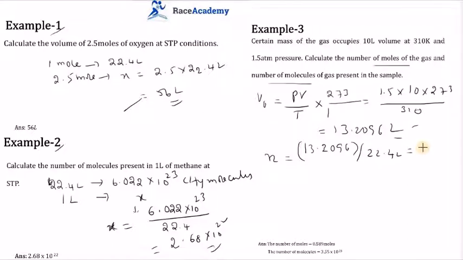So I am going to tell the answer, that is 0.589 moles. I got 0.589 is the number of moles. So we got the number of moles of the gas.